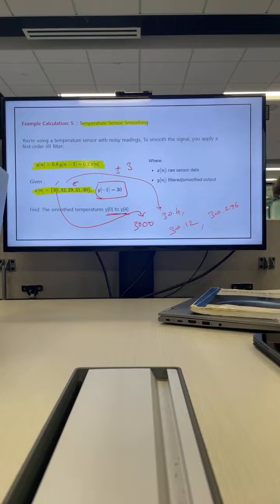What is the final data for the 30? Any other values? 30 point? Can you come again? 368? 668.